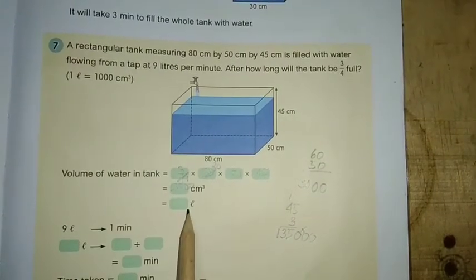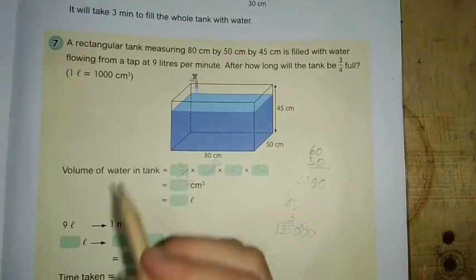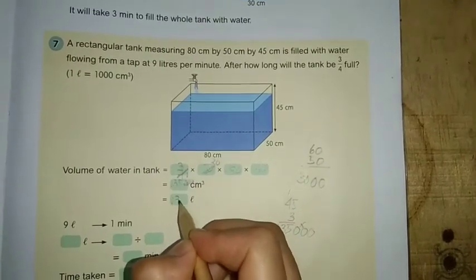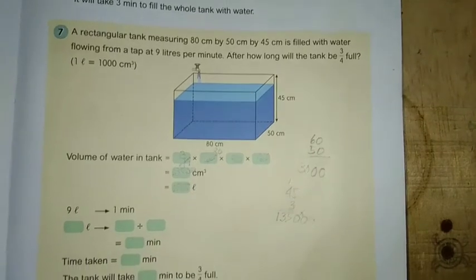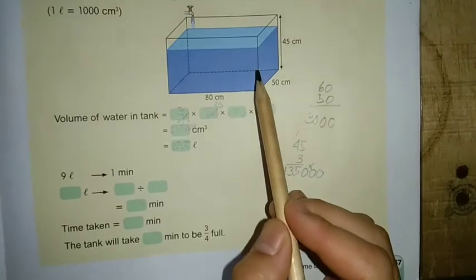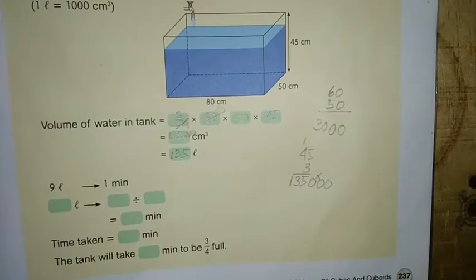So how many liter is it? We cross 3 zeros, so it is 135 liter. So the volume of the water inside the tank is 135 liter.